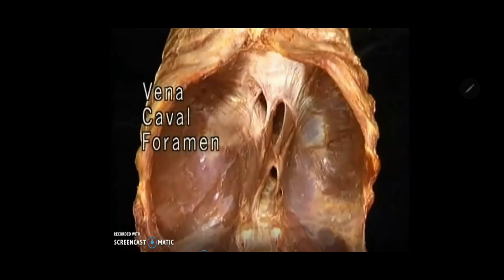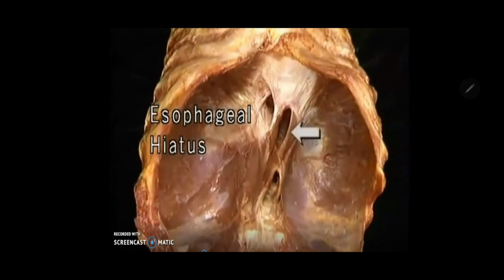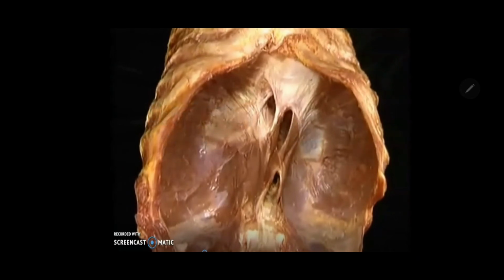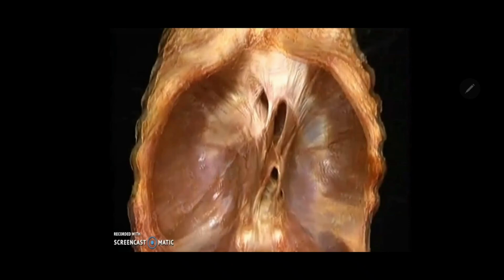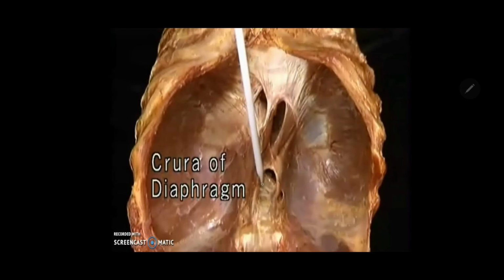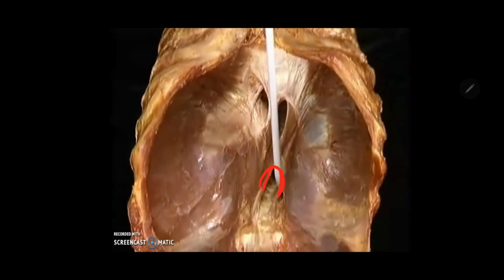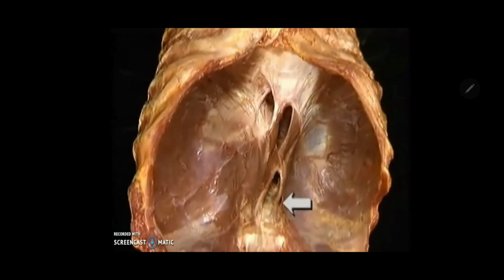So you can notice here the three openings. Vena cava opening is in the whitish part, indicating it is in the tendinous part. The esophageal opening is elliptical and is present in the brownish part, indicating it is in the muscular part, whereas the aortic opening is behind the diaphragm. You can notice the aortic opening is behind the median arcuate ligament formed between the right crus and left crus.